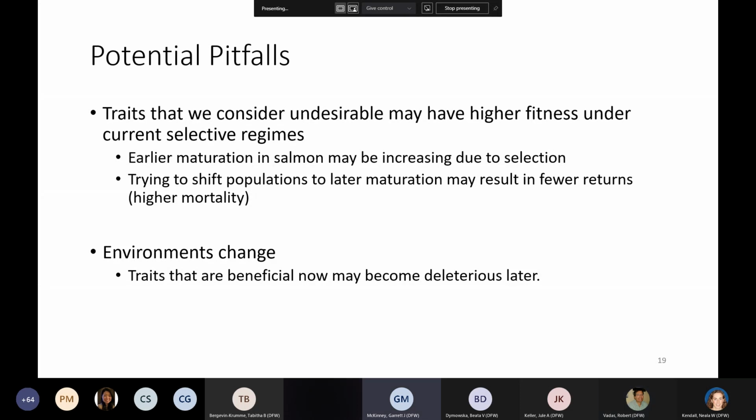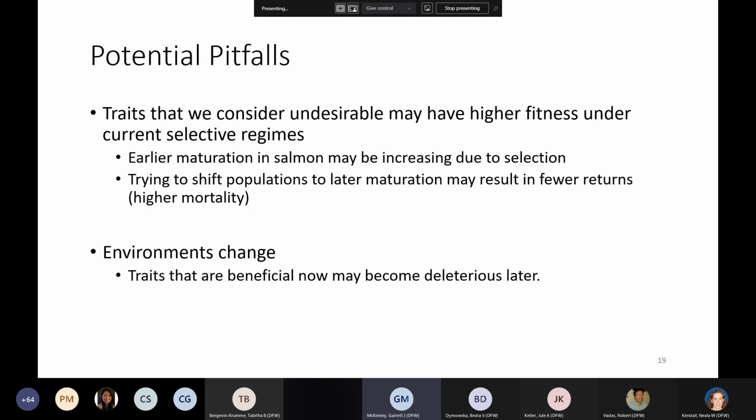Some other considerations for potential pitfalls is that traits that we consider undesirable may actually have higher fitness under current selective regimes. For example, early maturation in salmon has been increasing, and that might be due to selection. And there's actually a lot of evidence that it is due to selection. And so if we tried to shift populations to later maturation, we might actually result in fewer returns due to an increased mortality. And so in some cases, trying to select for one trait may actually end up negating other actions that we're trying to take.